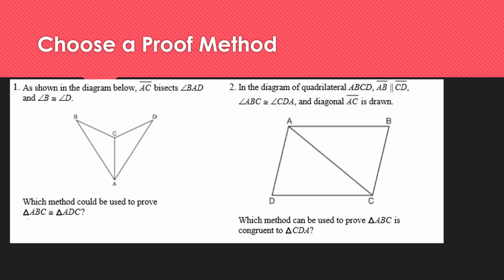So again, for this one, we have AC bisects the angle BAD, so then we know those are two congruent angles. And then we have BD is congruent to BD, so those are the other two angles. And then lastly, we have the reflexive property again, so that's a side. So what method this could be is angle side again.